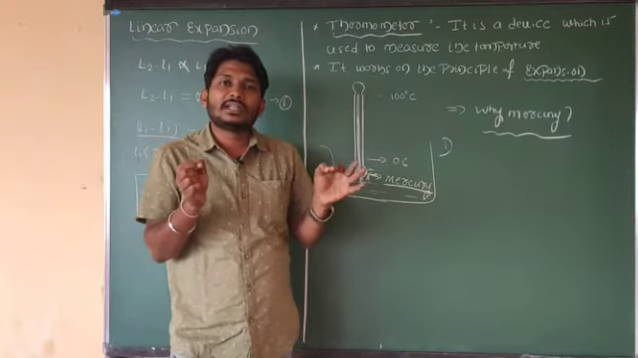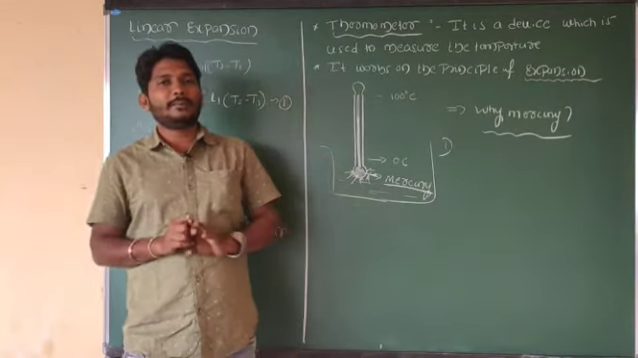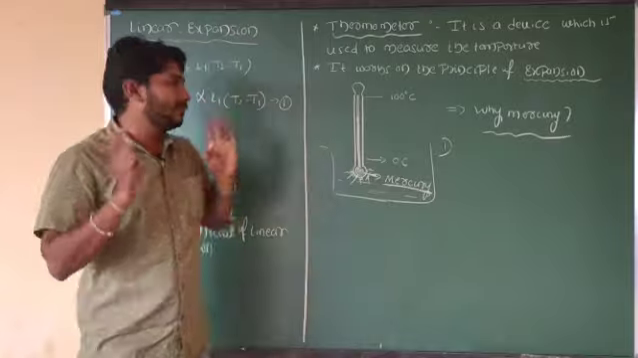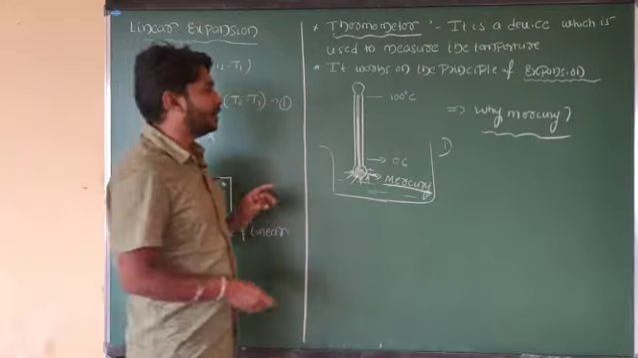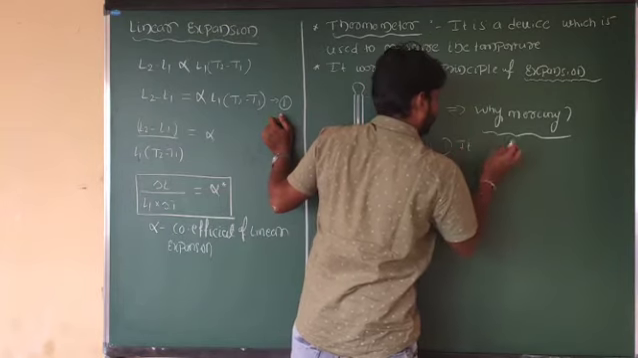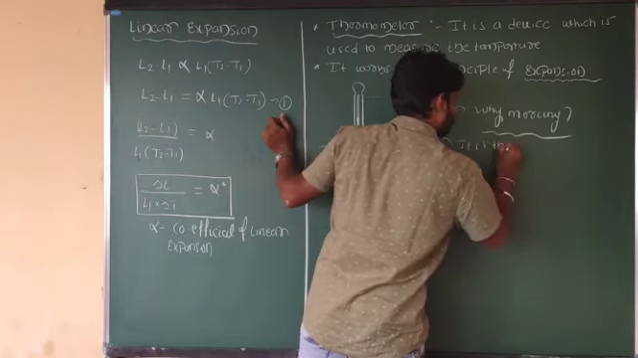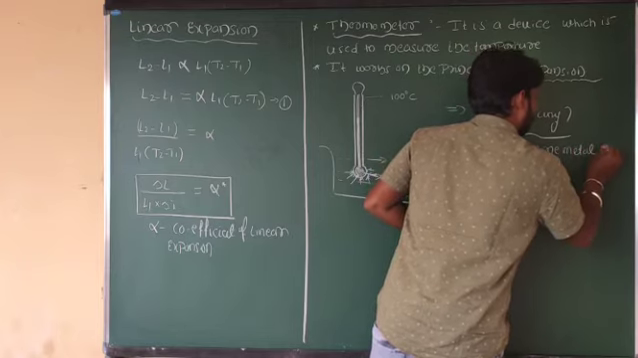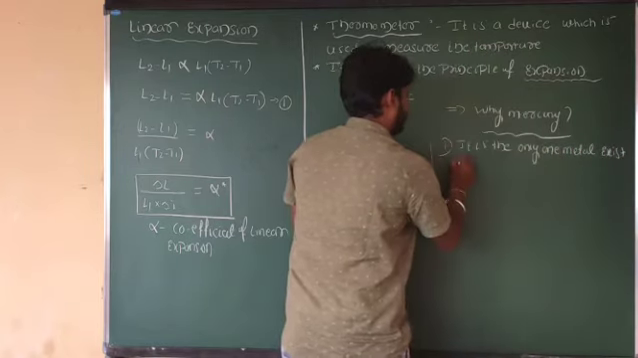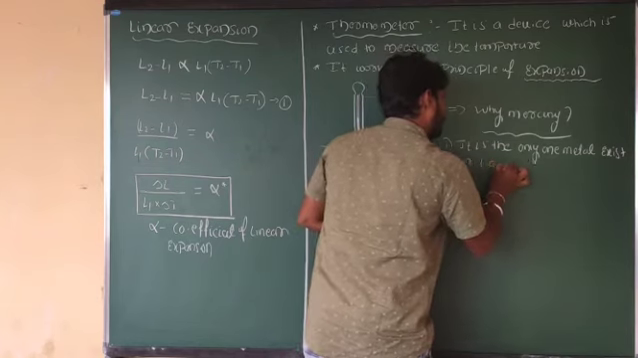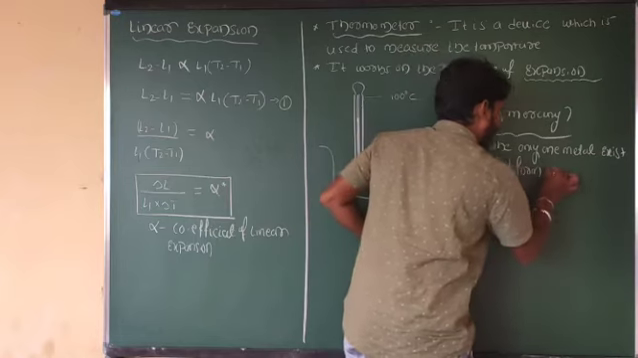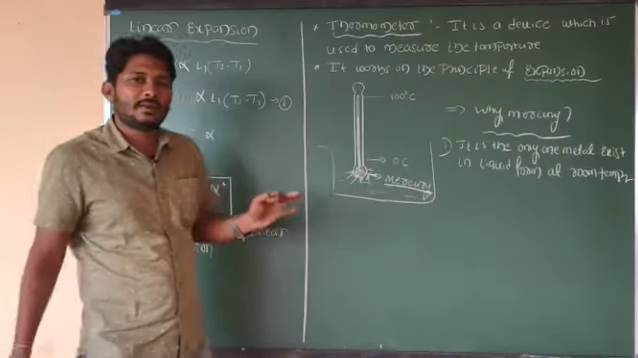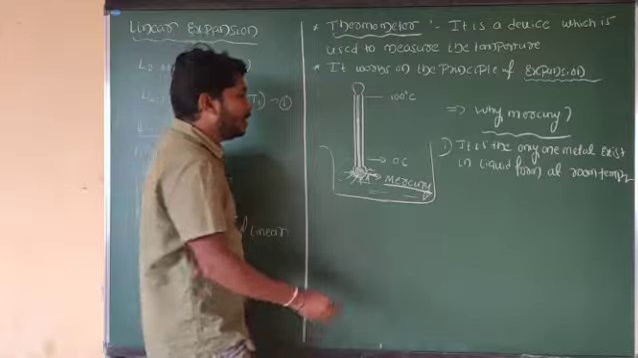So most of the metals exist in solid form at room temperature, but mercury is the only metal that exists in liquid form at room temperature. That is the first speciality of mercury. So it is the only one metal that exists in liquid form at room temperature.